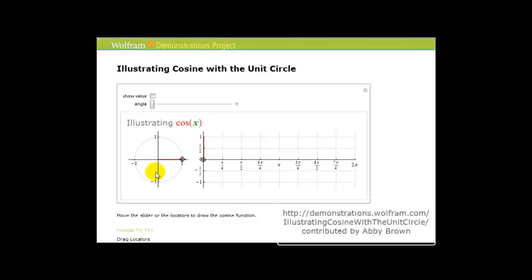So here's the unit circle. Remember, it's a circle with radius 1. Remember that the cosine function is equal to the x-coordinate of the point where the terminal side of the angle would intersect the unit circle.